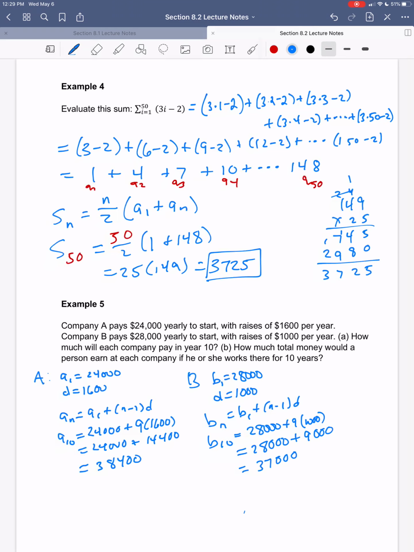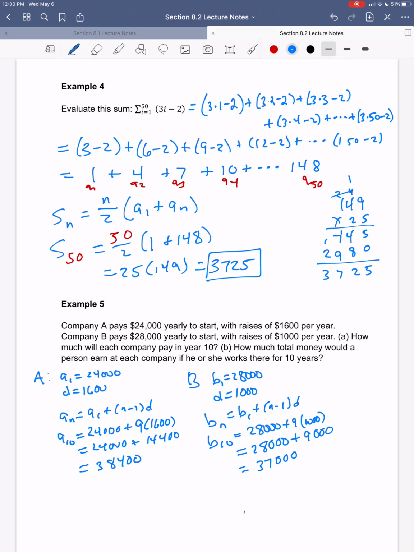So company A, you started out making less, 24,000 a year. Company B, you started out making more, 28,000 a year. However, by the 10th year, you're making more per year at company A than company B. This really isn't the best way to look at it, though. Over the long term, you want to look at the total you've made.